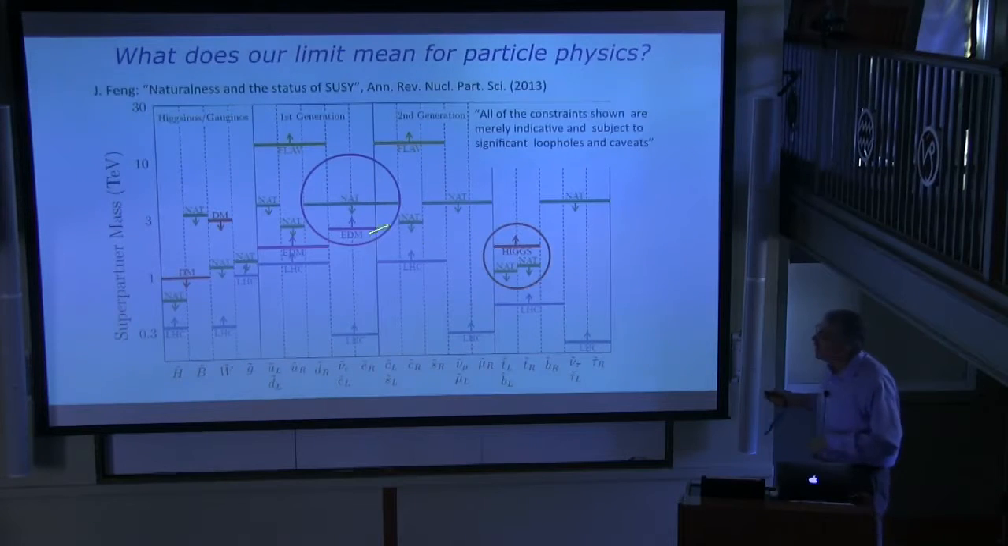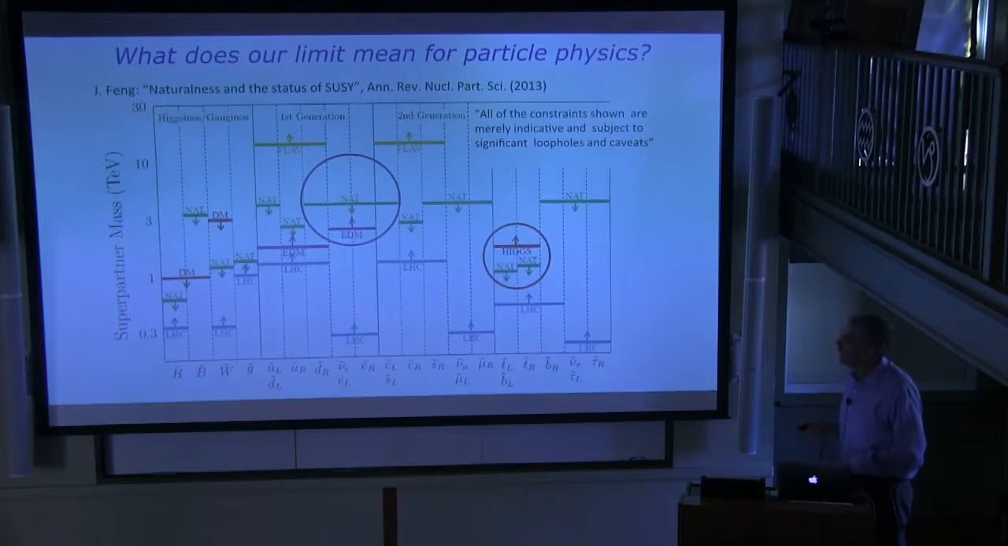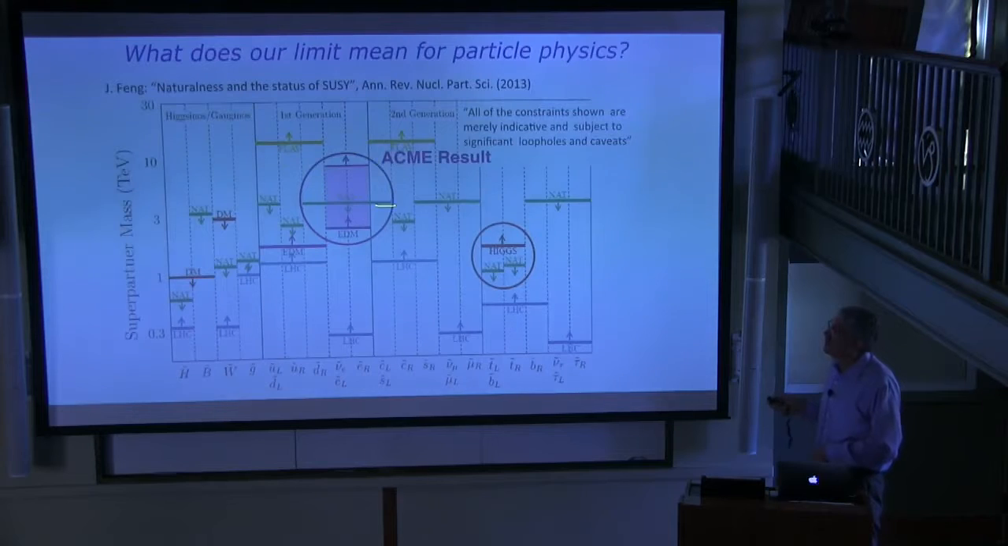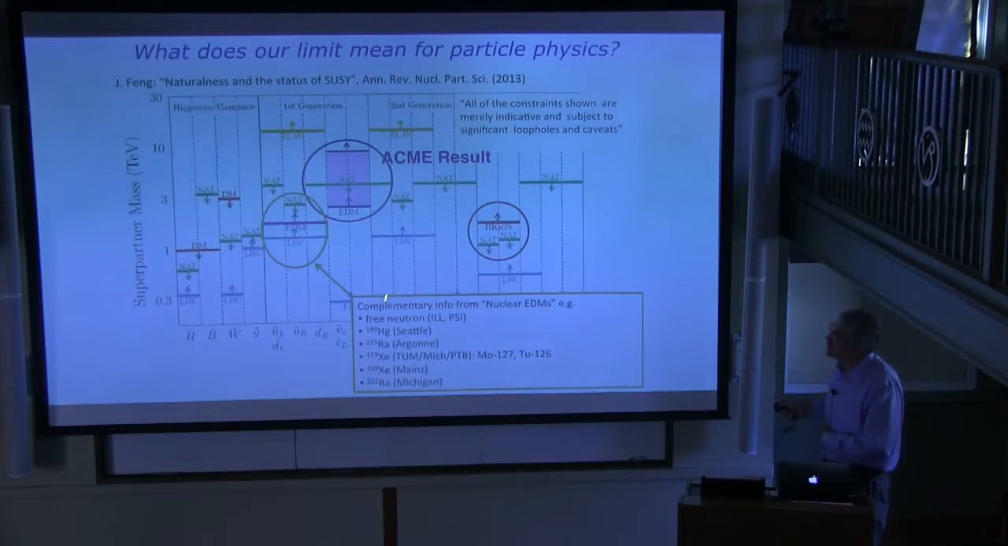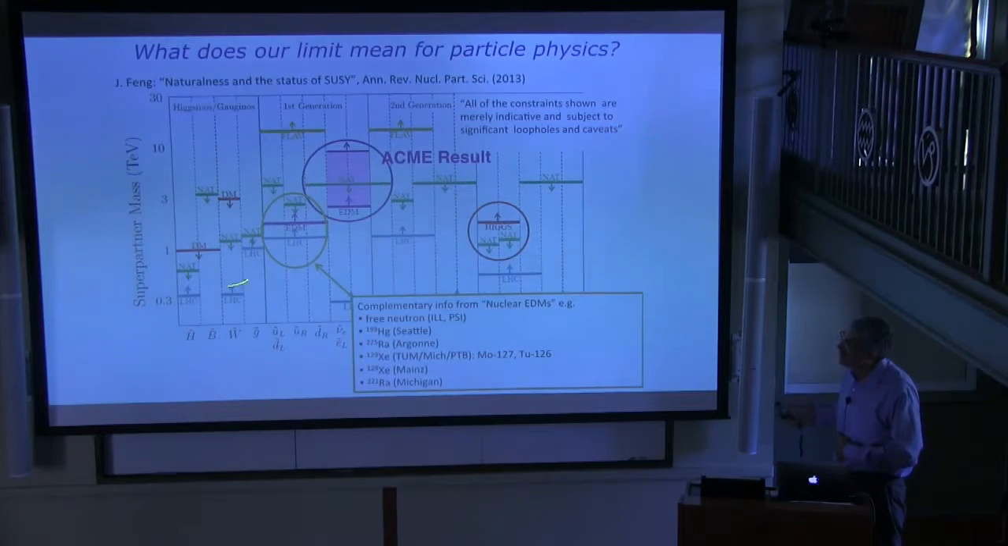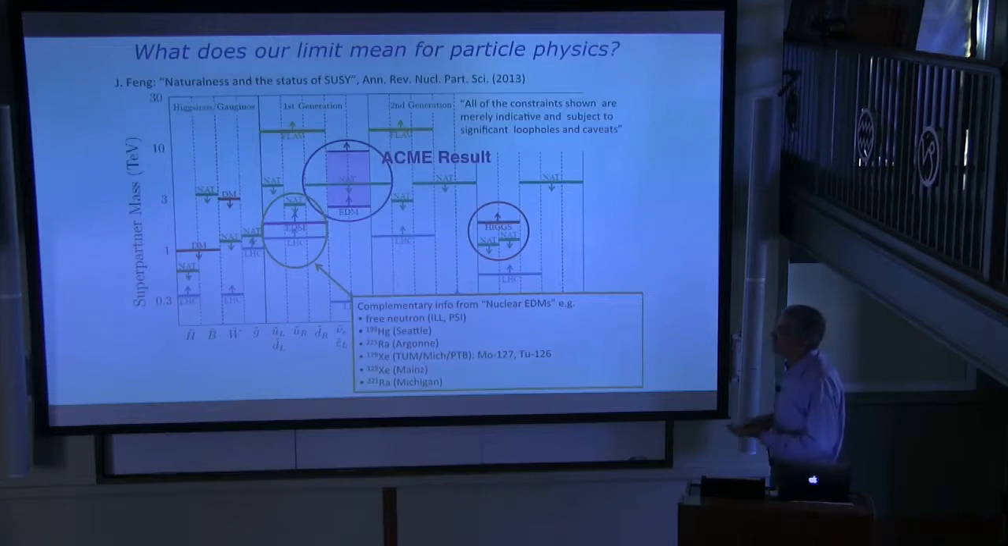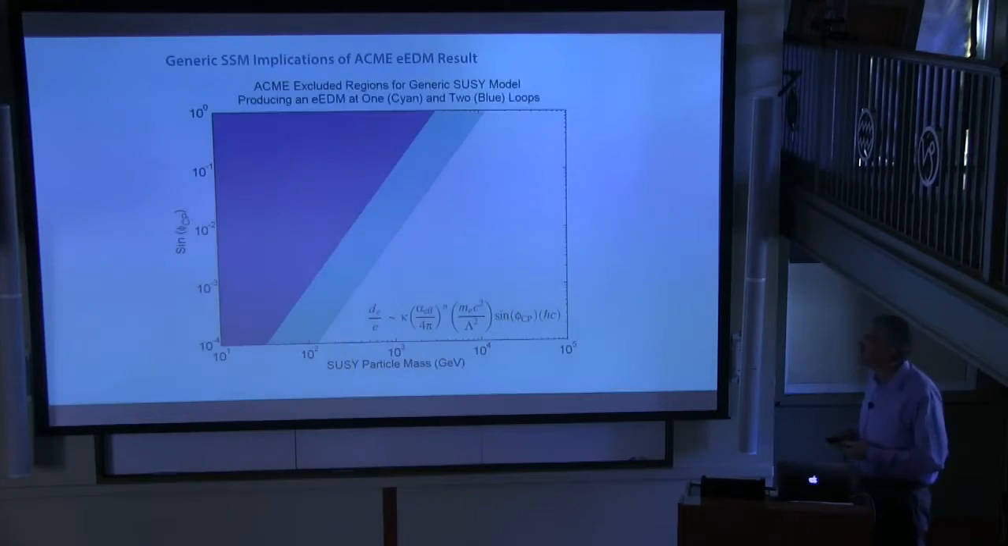We don't know. The electron EDM is sensitive to the stop, and there's calculations going on now to see exactly how sensitive. But what we're certainly sensitive to are these partners of the electrons, selectrons. And so this was the previous EDM result, and now with the ACME result, we moved up here. So we have certainly made things unnatural in this part of SUSY. Similarly, with the nuclear EDMs, they're kind of down here, and they're working to get up here to higher and higher superpartner mass sensitivities, and it may be very uncomfortable for supersymmetry. It's already uncomfortable for supersymmetry.